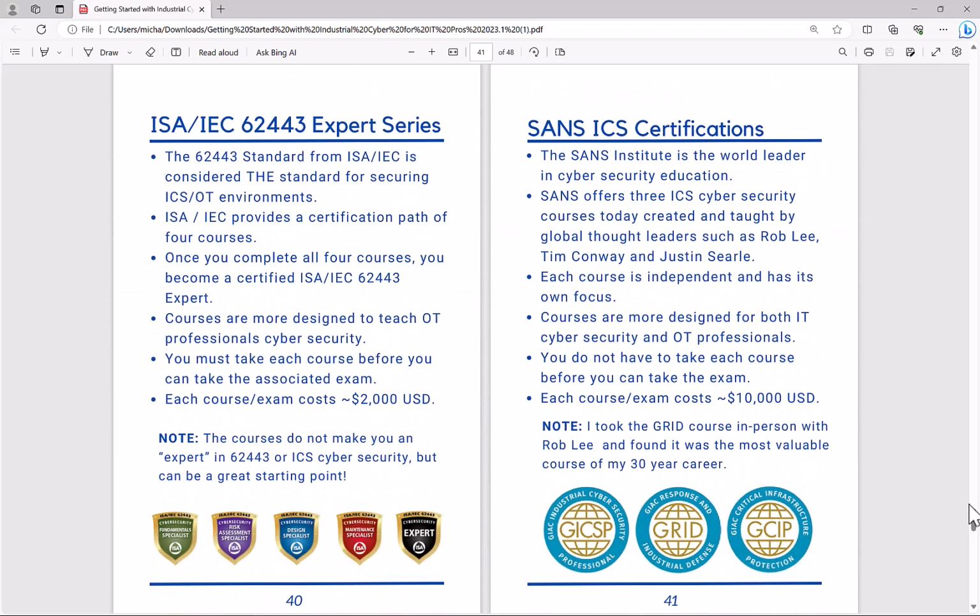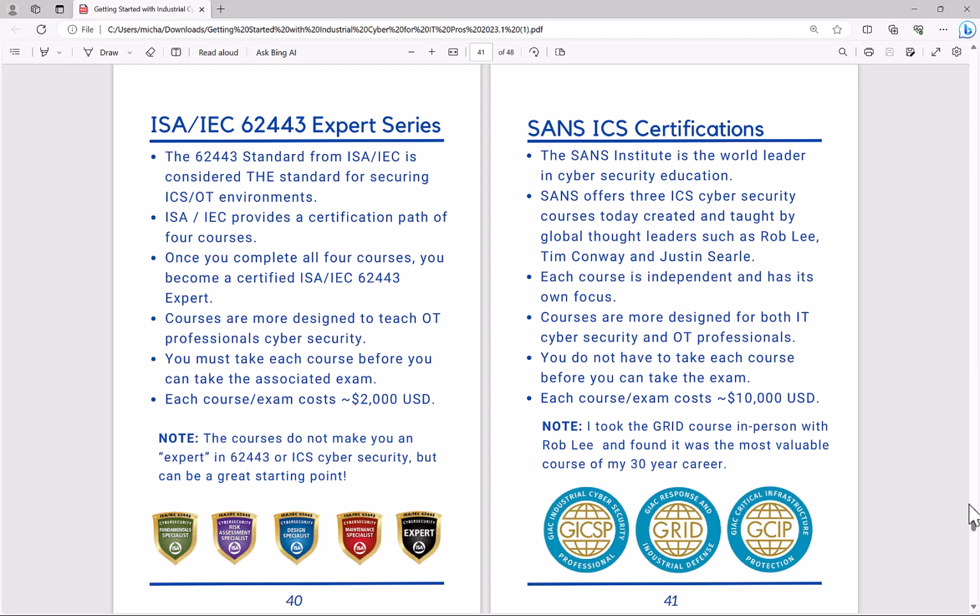So ISA/IEC 62443. Remember, that's the gold standard framework on how to build a cybersecurity management program for control system environments. And ISA, remember, is the North American or United States version of the overall governing body, IEC, that created a certification series. So there are actually 4 courses with 4 exams.